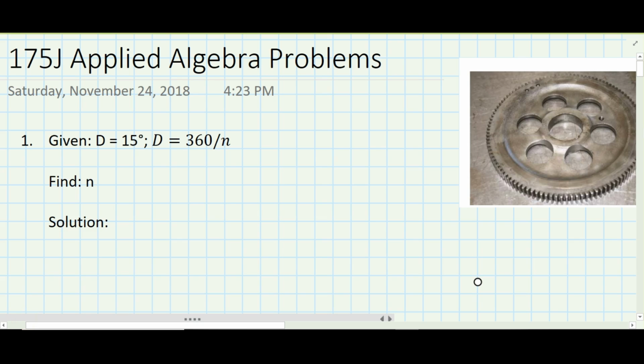For problem 1 of the applied algebra problems, we have a design problem where we're trying to calculate the number of holes in a circular pattern with a given angular distance. Here our angular distance is 15 degrees, and we want to find out how many holes are going to go into the circular pattern to have a spacing of 15 degrees. So to do that, we have to manipulate the equation to solve for n, which is the number of holes, and then plug in our numbers.